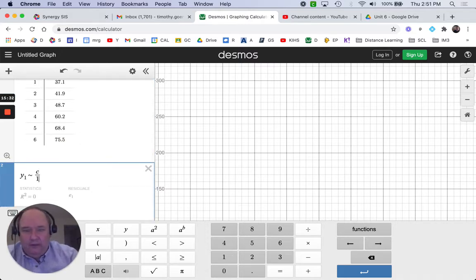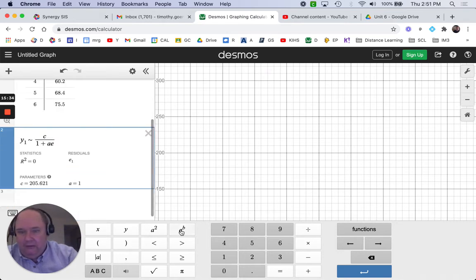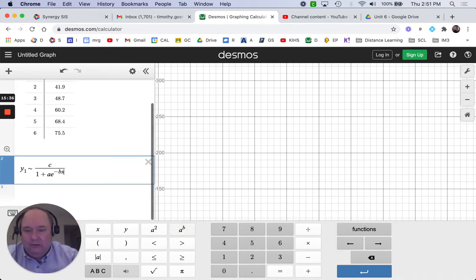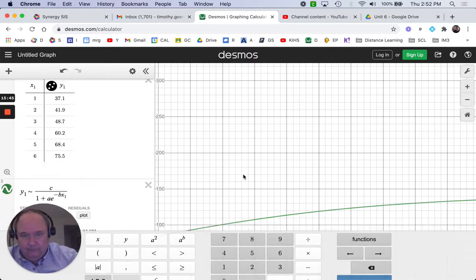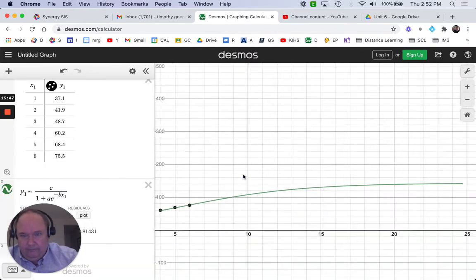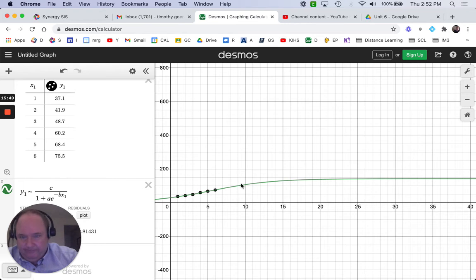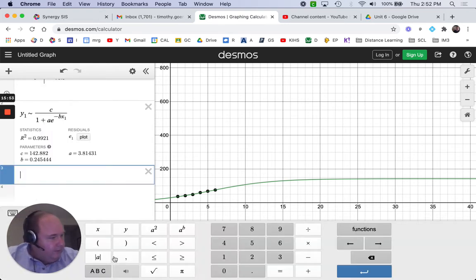C over 1 plus A e to the exponent negative B x1. And then recognize it's a pretty good model in terms of it. And there's my points. And then I'm looking for how long it will take the cobra to reach, no, the tree.